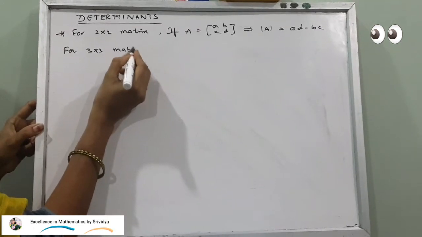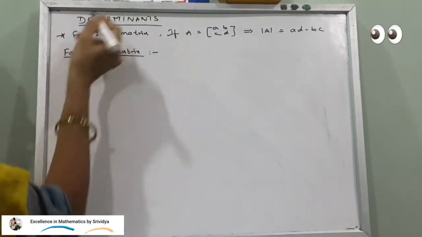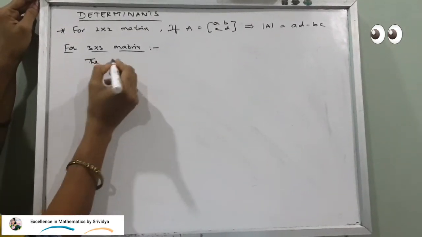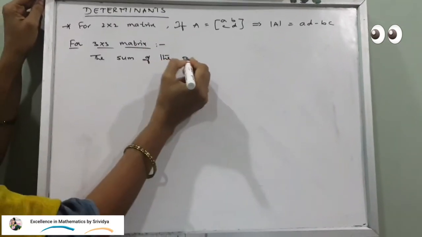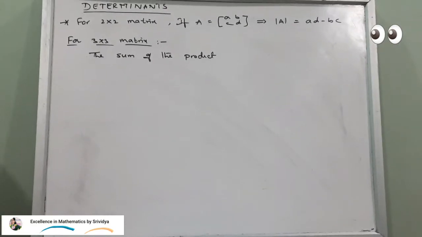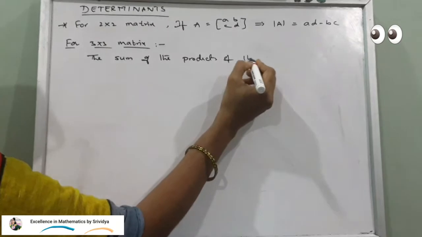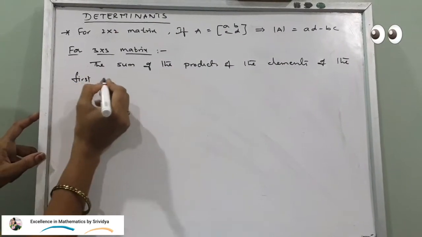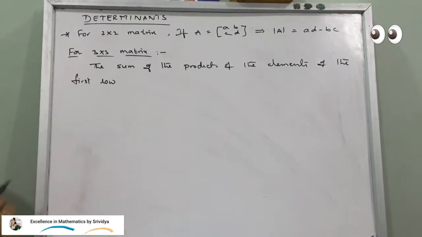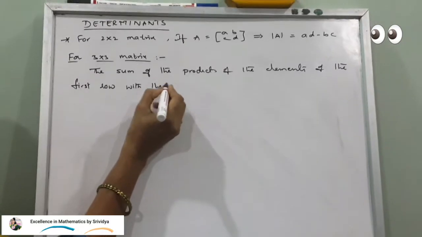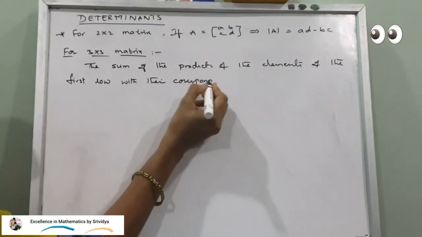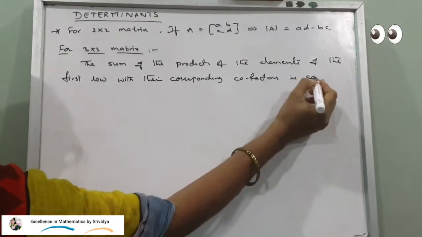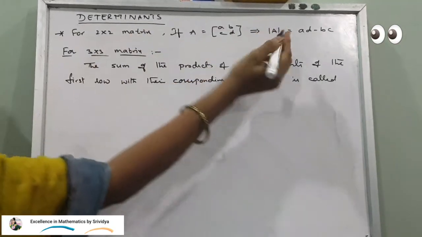Definition of determinant of a 3 cross 3 matrix: the sum of the products of elements of the first row with their corresponding cofactors is called a determinant. Determinant is denoted by det A.